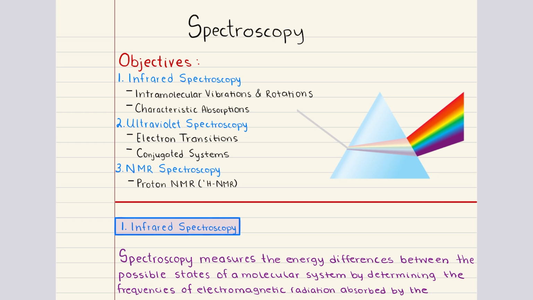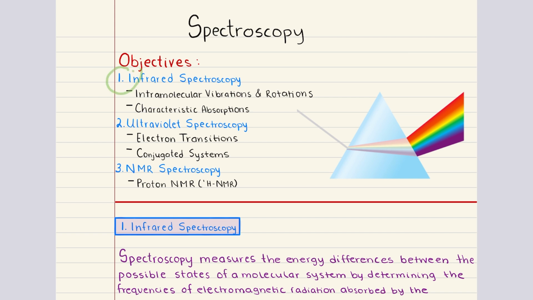Today, we're going to cover chapter 11 for our MCAT Organic Chemistry playlist, and this chapter is titled Spectroscopy. This chapter is going to introduce three major techniques that chemists use to understand molecular structure by analyzing how molecules interact with different types of electromagnetic radiation. Therefore, in this chapter, we're going to explore the following objectives.